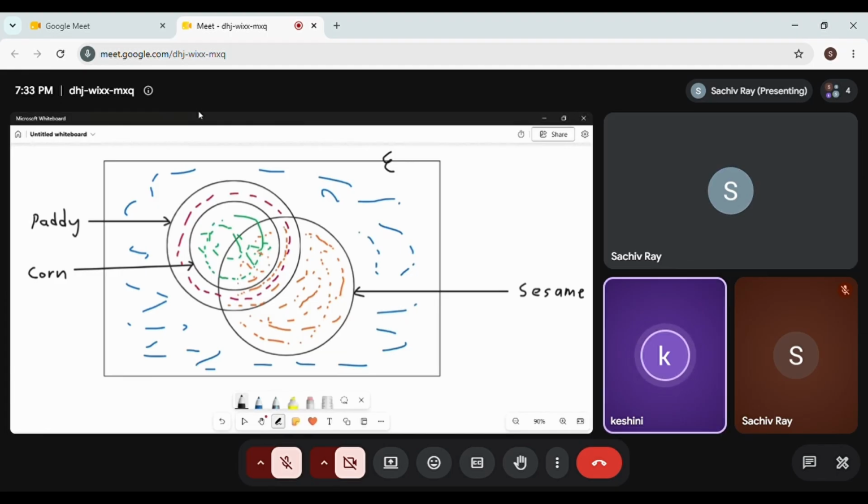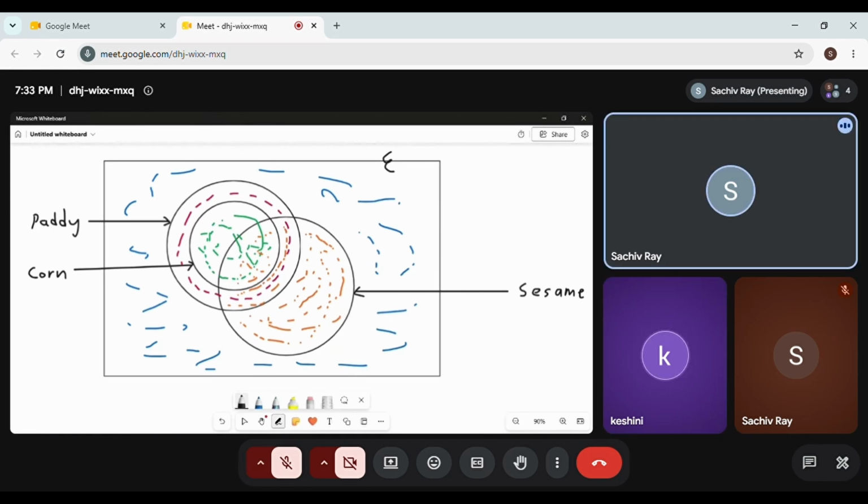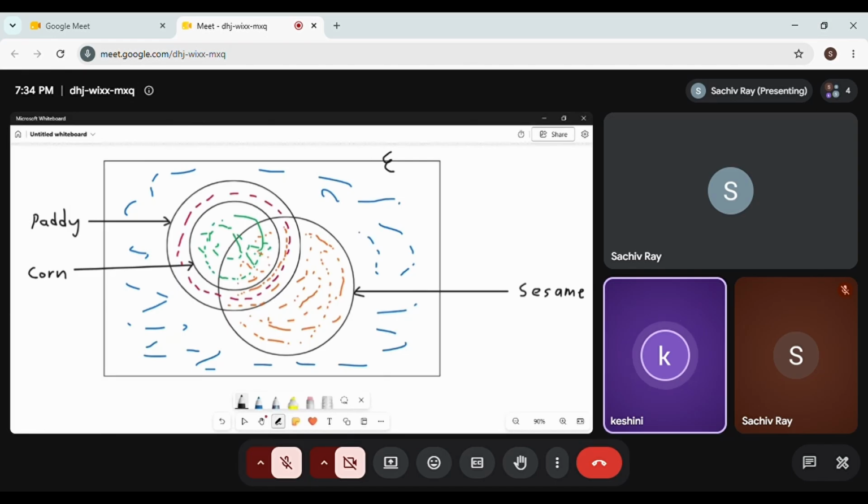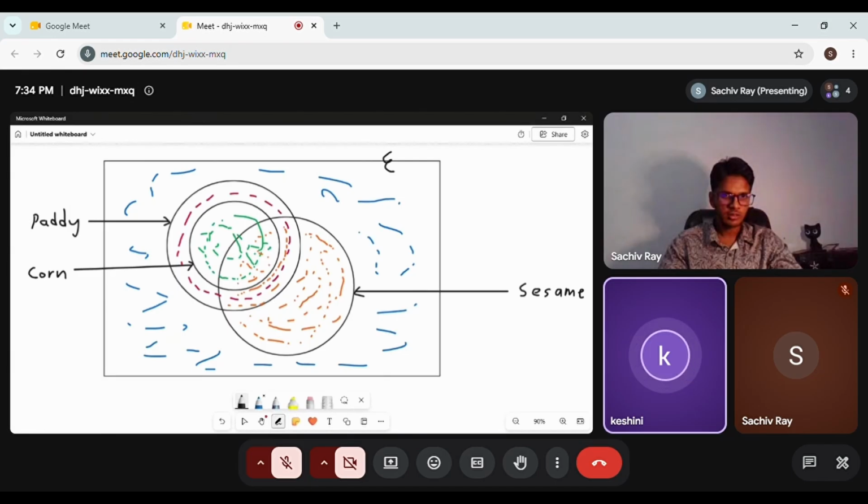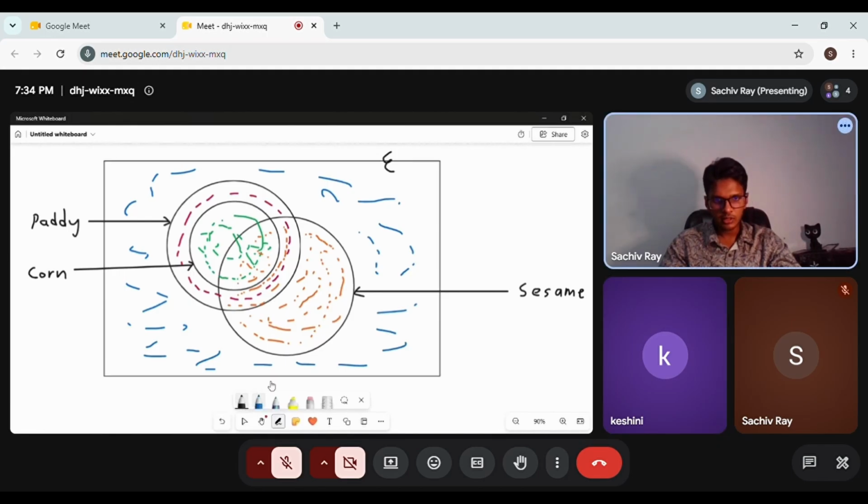So I have marked A, B, E, F, but C and D you couldn't mark. C is what? Farmers who cultivate paddy, corn, and sesame. I have marked C, sir, but D and B I am not clear.